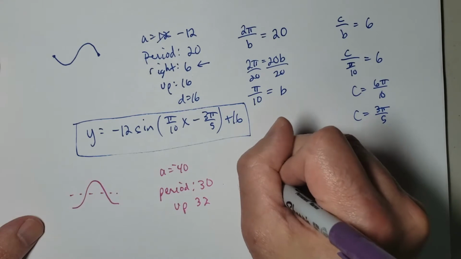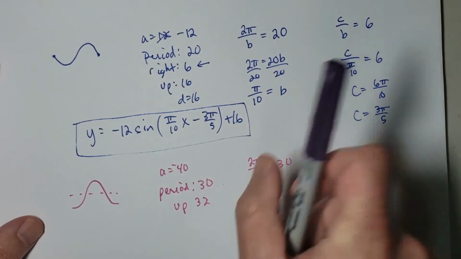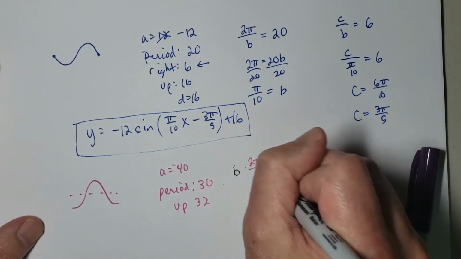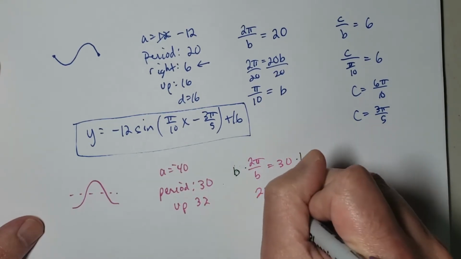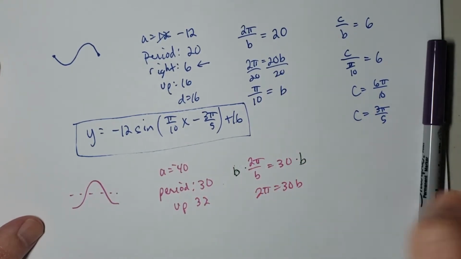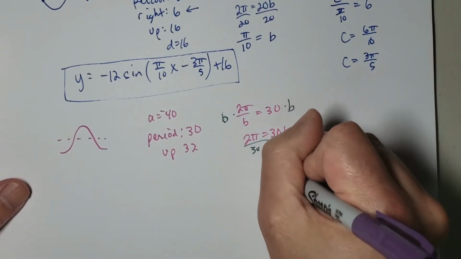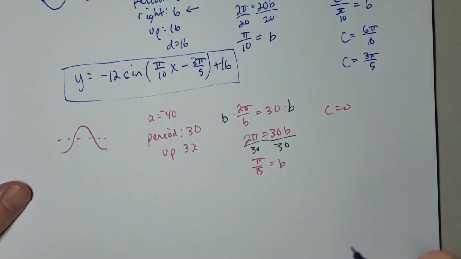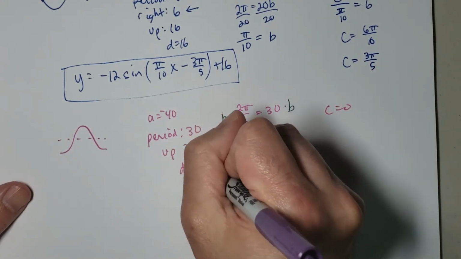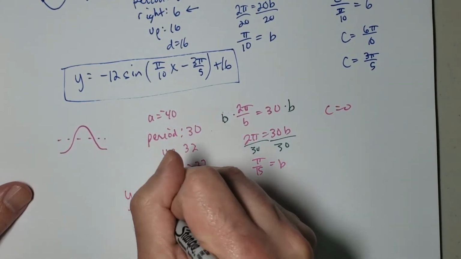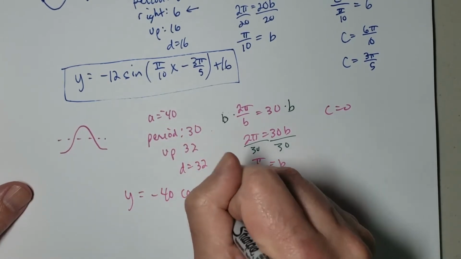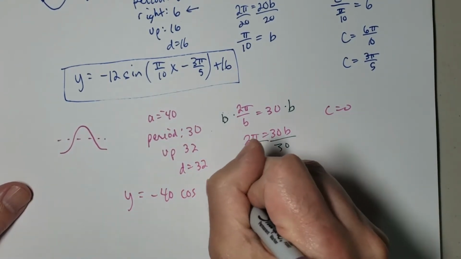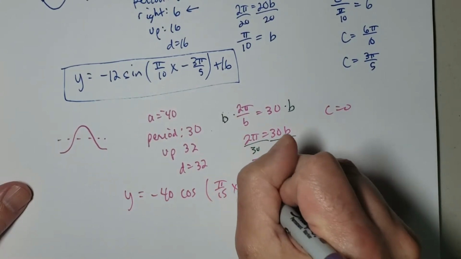Okay, so 2 pi over B equals the period, multiply both sides by B. 2 pi equals 30B, divide both sides by 30. B equals pi over 15. C is going to be 0 because it's not phase shifted. And D was up 32, so 32. So Y equals negative 40 cosine pi over 15x, no C, plus 32.